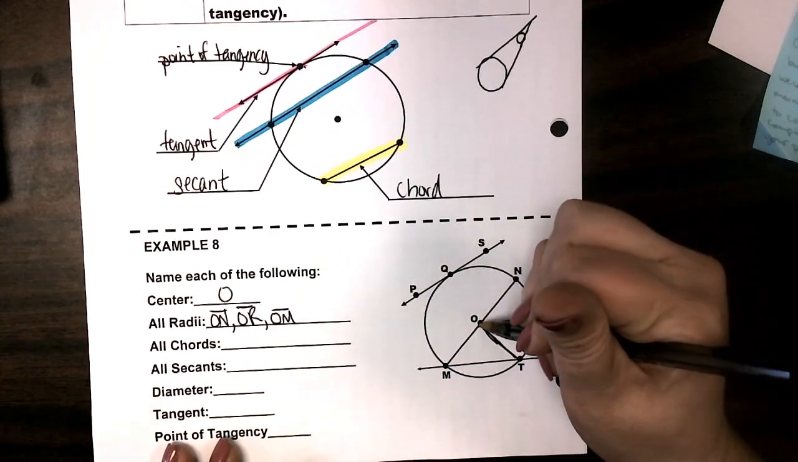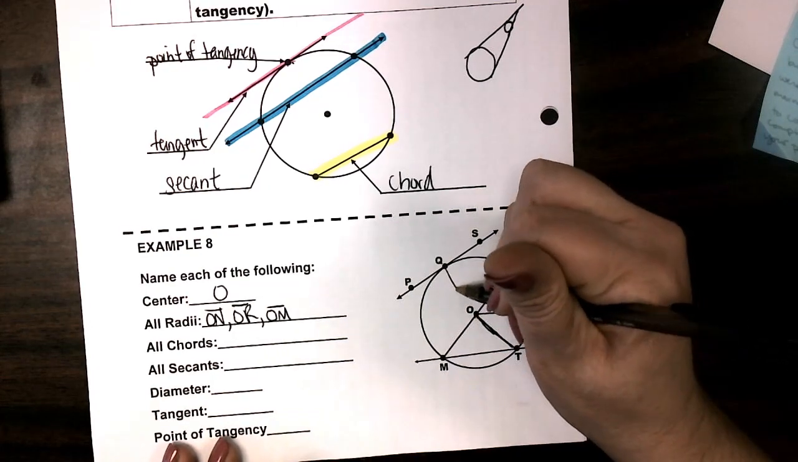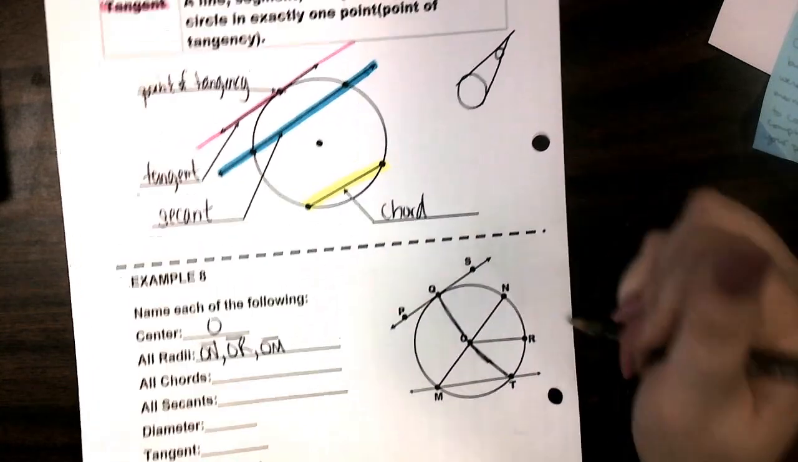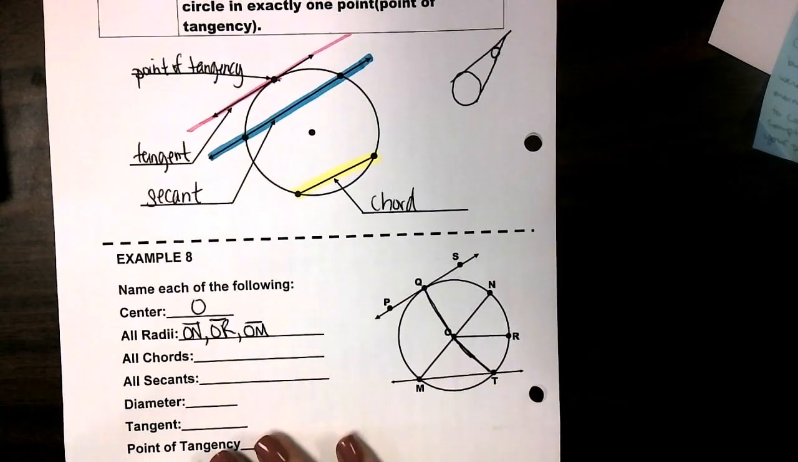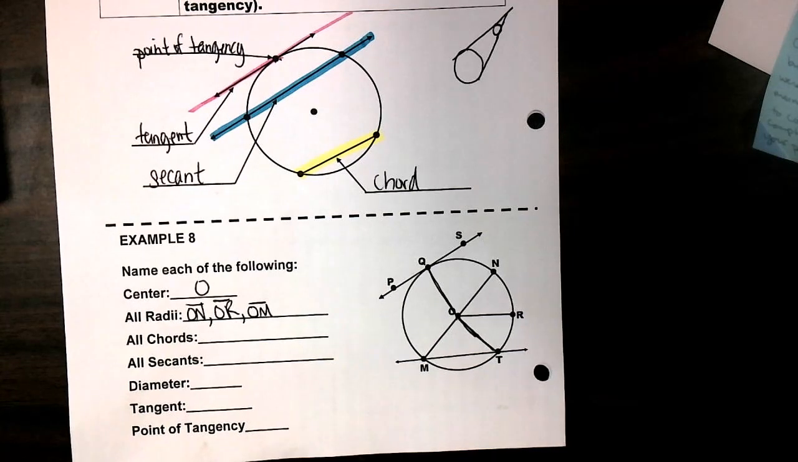Ava, we could also go O to Q. That would be another radius. So of the points that are on our circle, those would also be radii. We're not going to name them, but you can. There are others. And are there an infinite number of radii? Could I just keep drawing them? Yes.